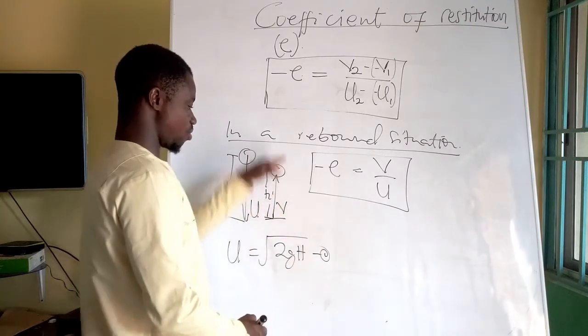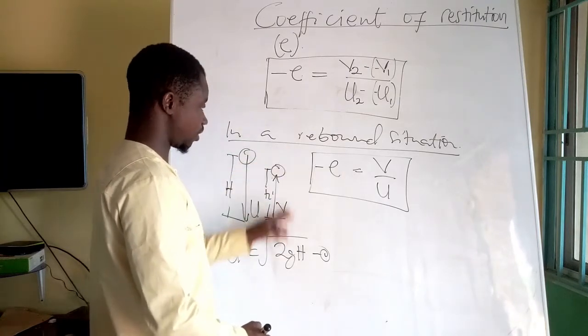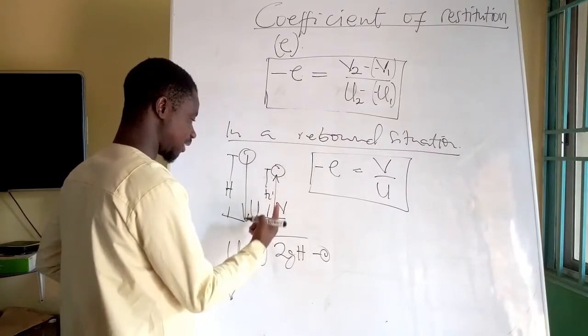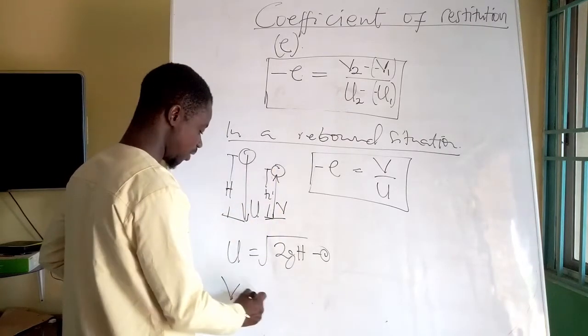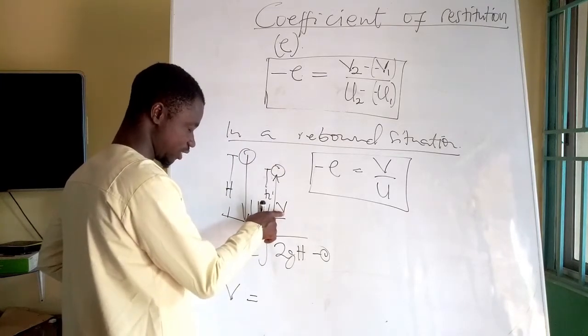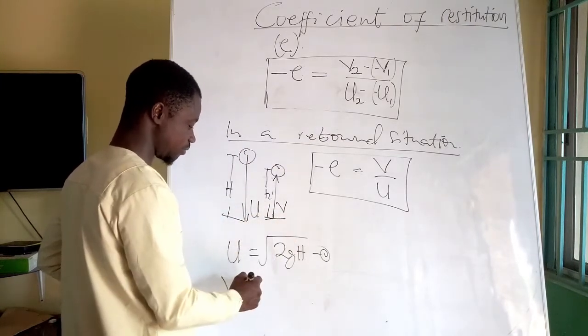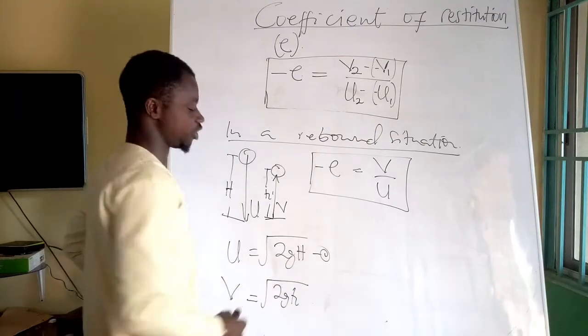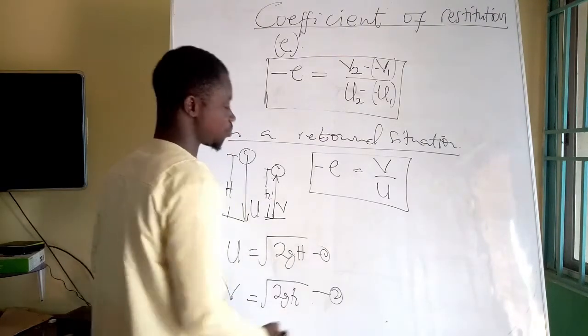For this rebound situation, the velocity v that will be given to the body to move up, at the maximum height, the final velocity is 0. In this case, we are looking for this v, which is the initial velocity. That will give us square root of 2g small h. Let's call this equation 2.